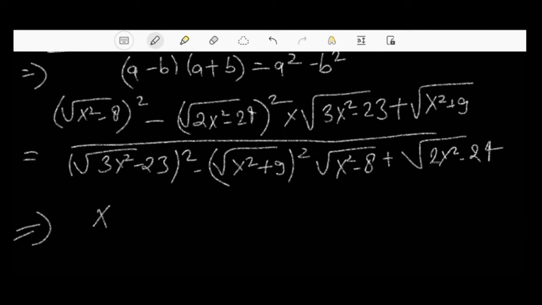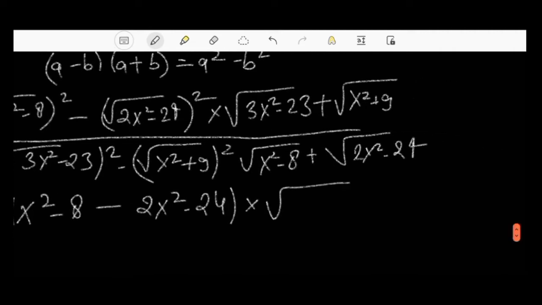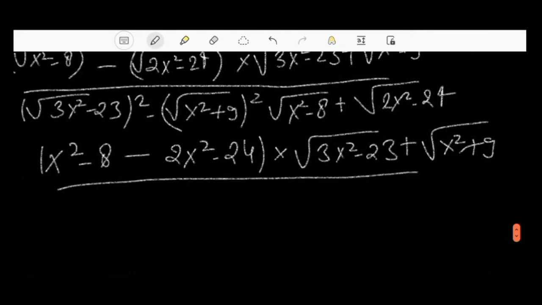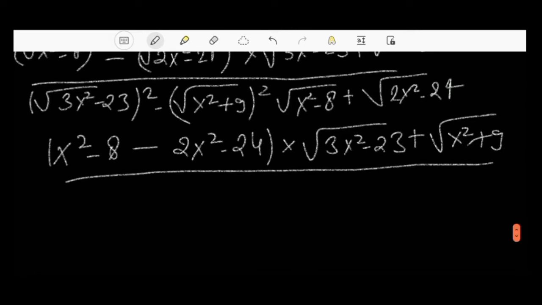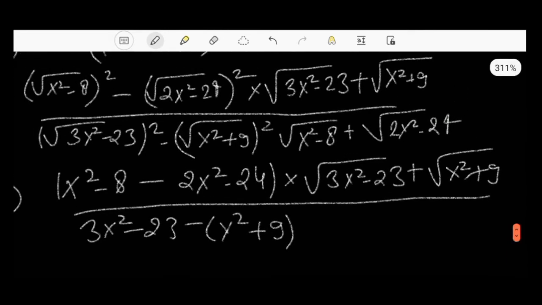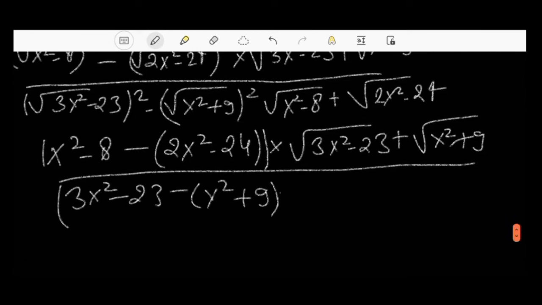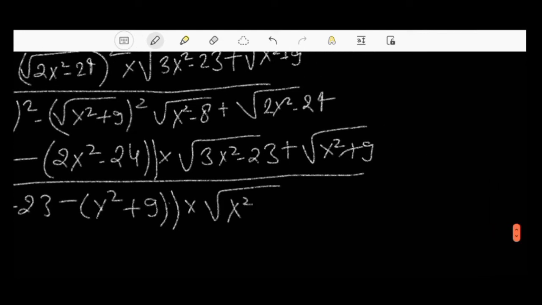This implies that x square minus 8 minus 2x square minus 24, multiplied by square root of 3x square minus 23 plus square root of x square plus 9, and in the denominator we can similarly solve and will obtain 3x square minus 23 minus x square plus 9, and this should be in a bracket, multiplied by square root of x square minus 8 plus square root of 2x square minus 24.